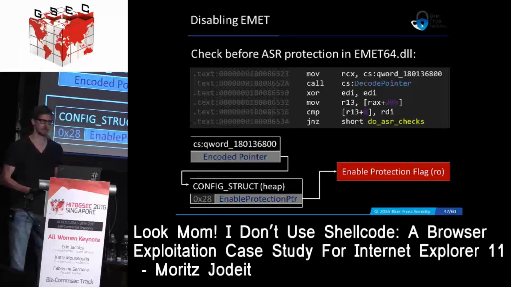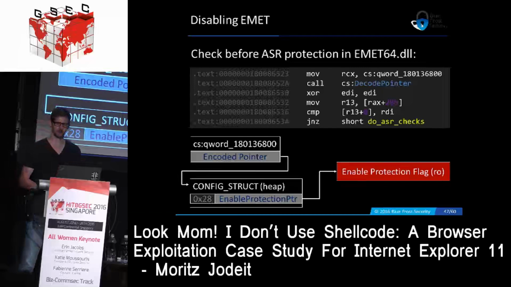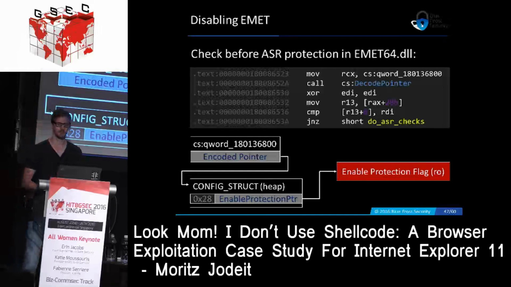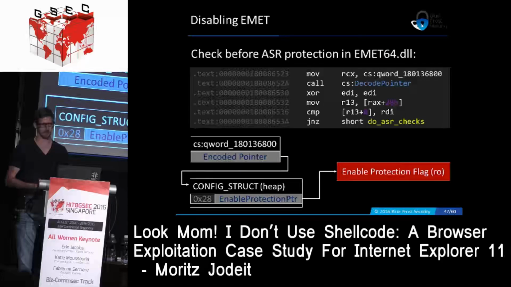So the idea is, okay, we have a read-write primitive. So maybe we can just override this flag, right? That doesn't work because the people who wrote Emmet thought about this attack and they set the memory which is storing the flag read-only. Okay, so maybe we can override the enabled protection pointer pointing to the flag and point it to some other memory or to some fake flag. That's possible. However, you still have to find the address of the config struct on the heap.